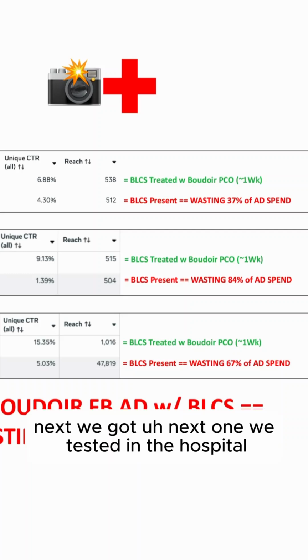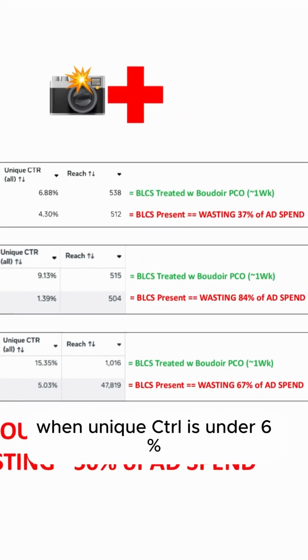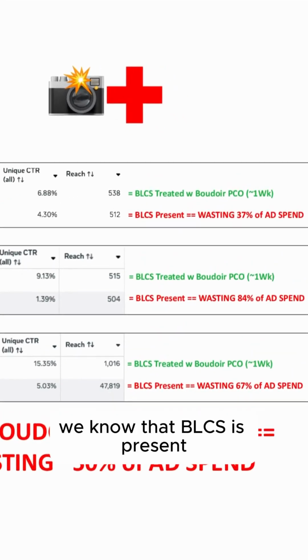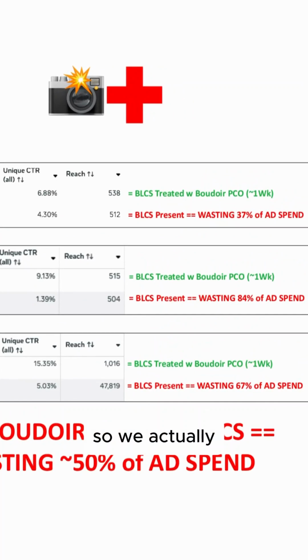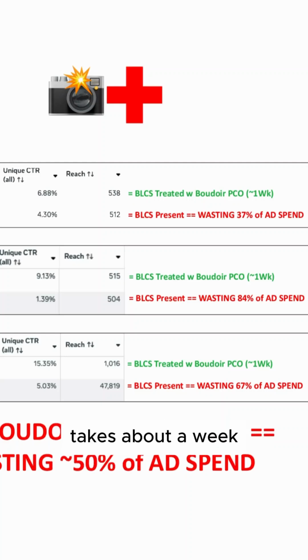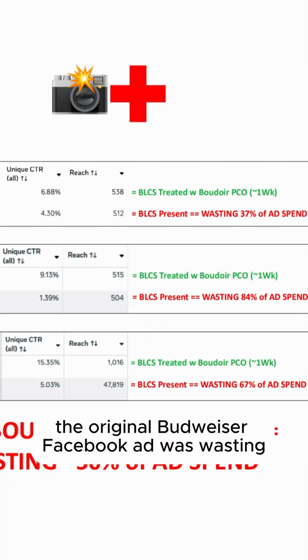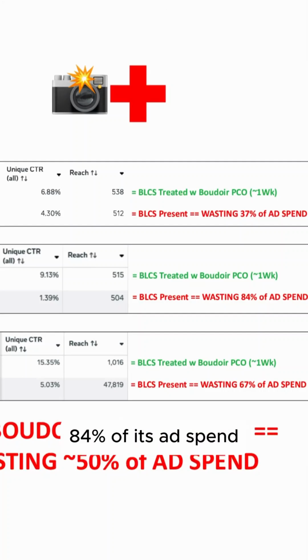Next, the next one we tested in the hospital, unique CTR was 1.39%. Again, when unique CTR is under 6%, we know that BLCS is present. So we duplicated, treated with Boudoir PICO, which takes about a week. We got the unique CTR up to 9.13%. So we found out the original Boudoir Facebook ad was wasting 84% of its ad spend.